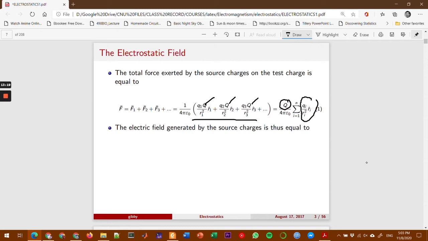Right? You have Qi over Ri square, in the direction R hat i, where i runs from 1 up to N. N is the total, pila ka book ang total liha nga charges. Could be 20, 100, or an arbitrary number. So we can calculate the electric field generated by the source charge.